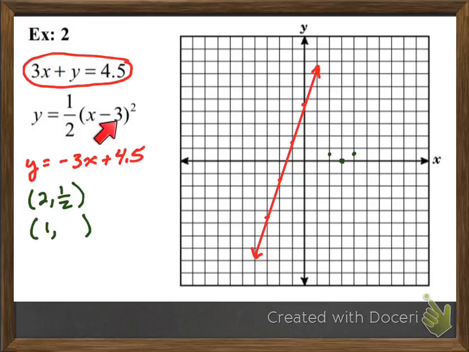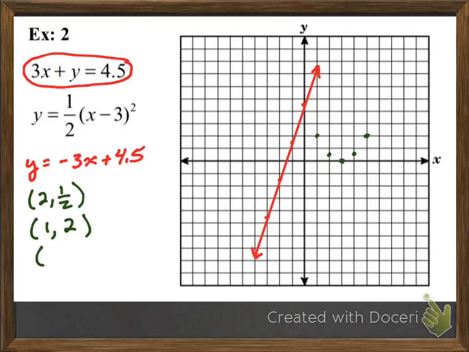So 1 minus 3 is negative 2. Square that and you get 4. 4 times a half is 2. All right, so (1, 2) is on the graph, and so is the symmetrical point over here. Well, we have plotted our 5 points. However, we still don't know exactly where the intersection is, so let's find some more points.